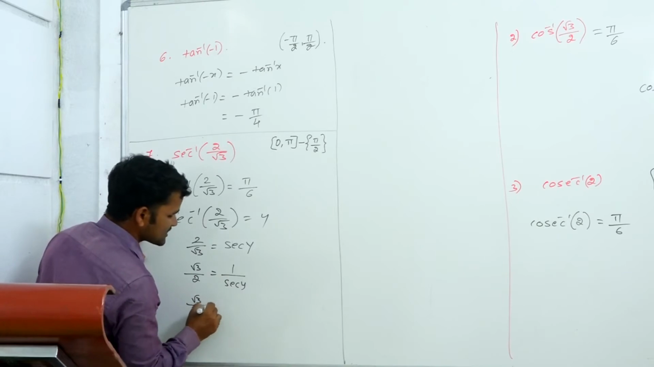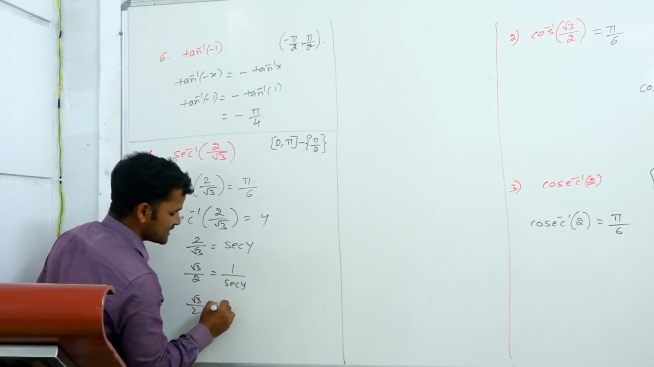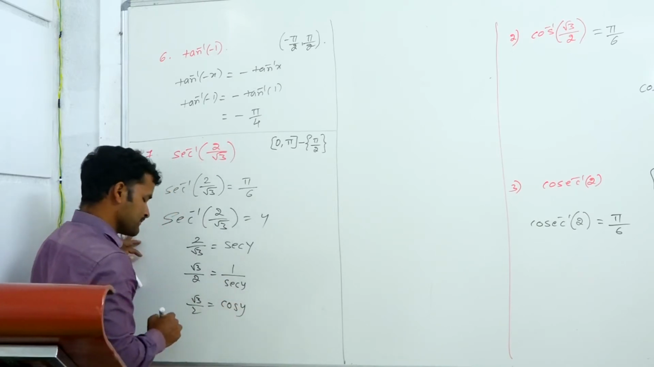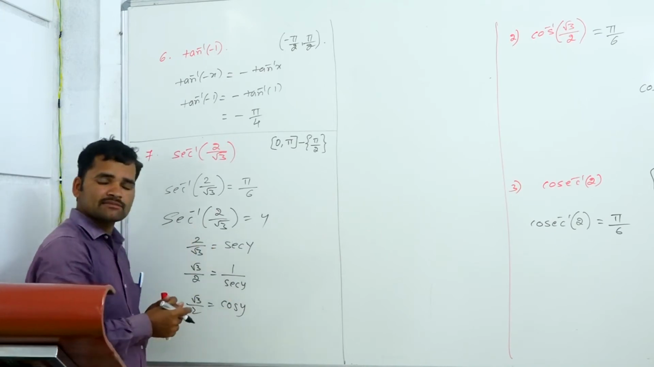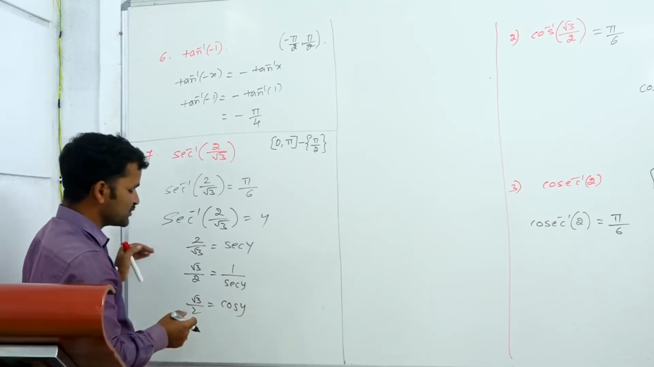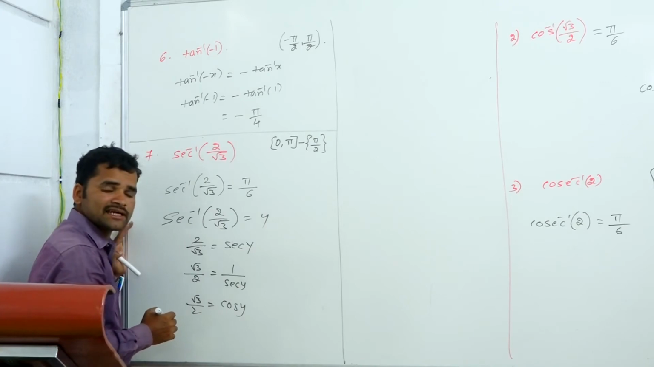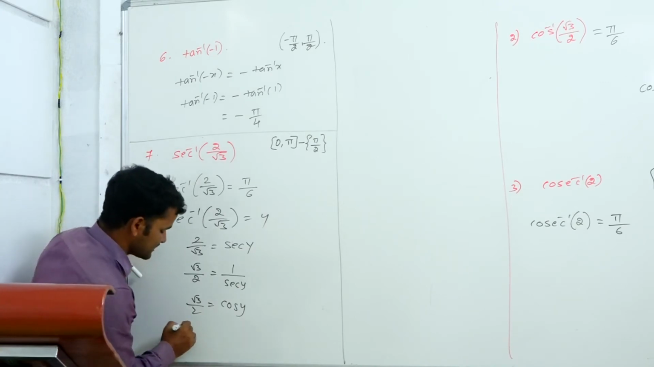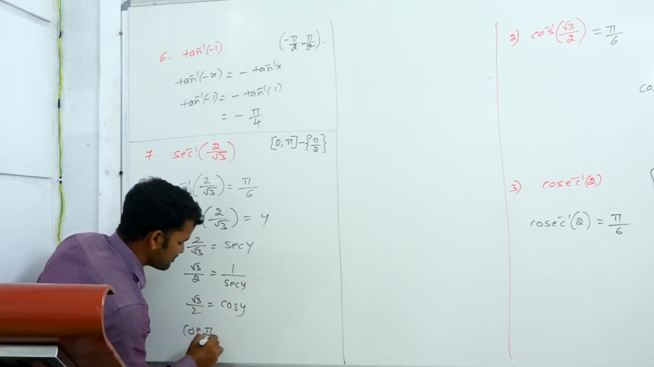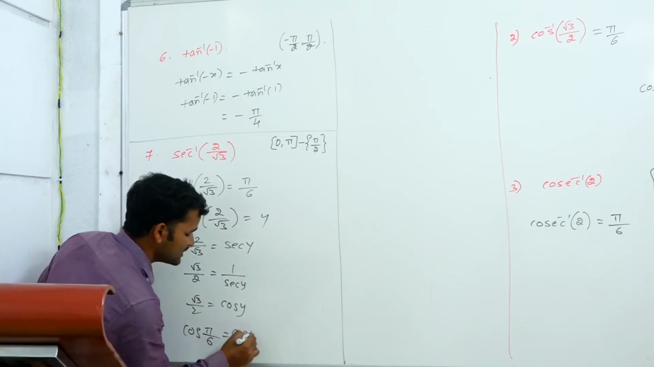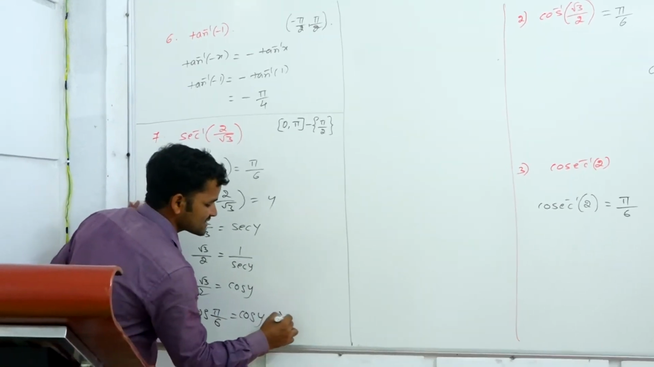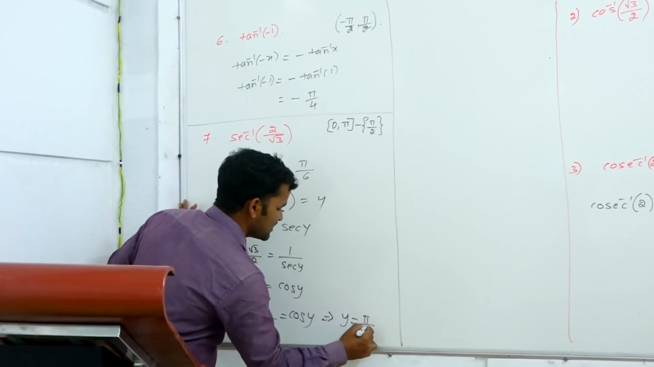Root 3 by 2 is equal to secant y. 1 by secant y is nothing but cos y. Root 3 by 2 you write in terms of cos. What is root 3 by 2 in terms of cos? That is again cos 30 degree. Cos 30 degree is cos pi by 6, which is equal to cos y. Cos gets cancelled. We have y is equal to pi by 6.